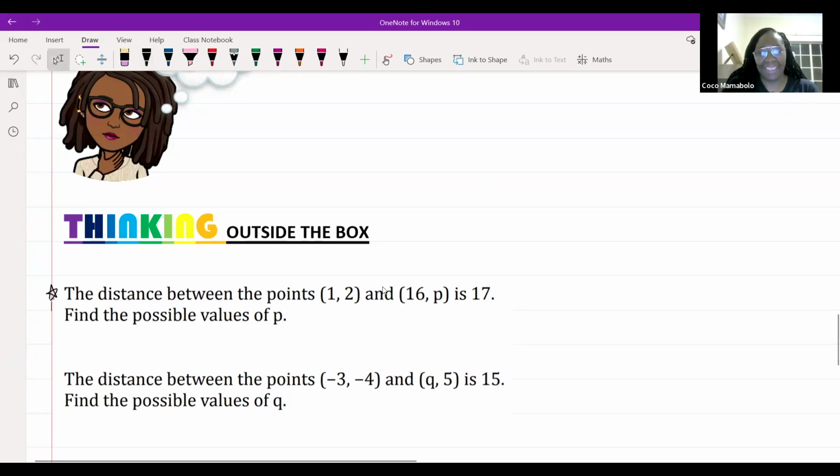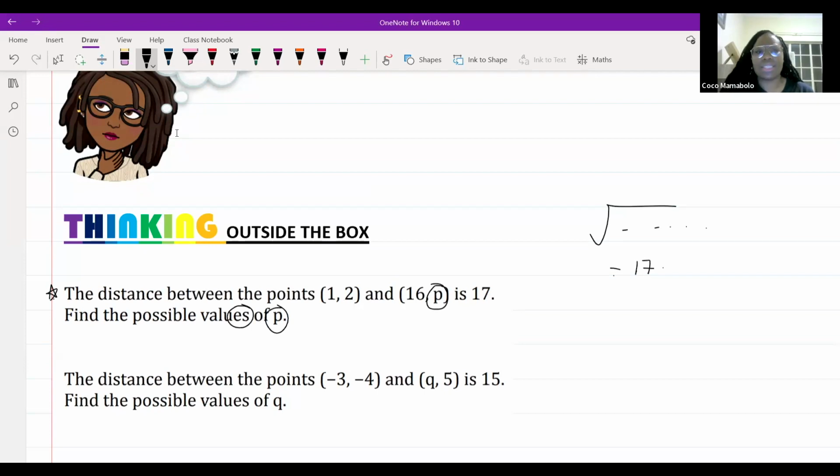Push-ups. All right, so let's think about what they've told us in this particular question. It says here, the distance between the points (1, 2) and (16, p) is 17. So in this instance, where we would normally find the answer, they would give us the answer 17. Now, they want us to find the possible values of this coordinate over here, the possible values of P.